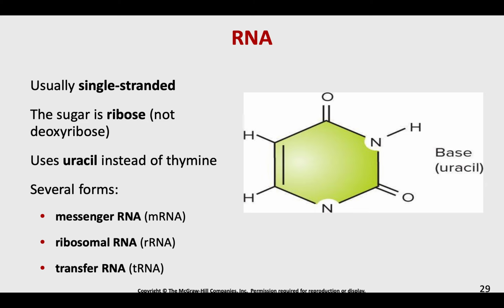The reason we think it uses uracil is because uracil is energetically less expensive to create. We don't have to put as much energy into creating this base compared to thymine. RNA doesn't have to be as stable as DNA, and we have to make a ton of it, so we use this less energetically expensive base. RNA comes in several different forms that we'll get to later in the course. It can be messenger RNA, ribosomal RNA, or transfer RNA, with many different functions. The key thing I want you to take away is that it's single-stranded, uses ribose, and has uracil.